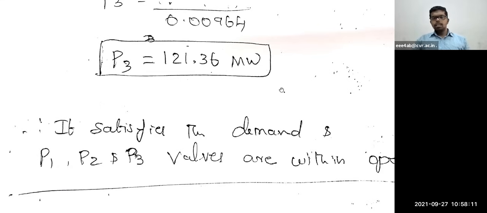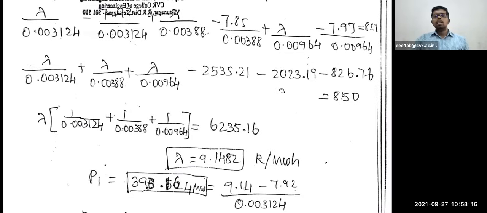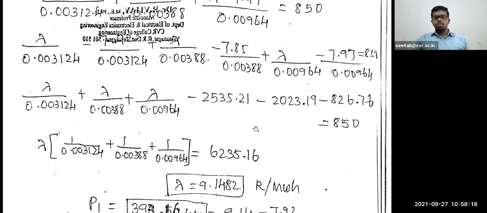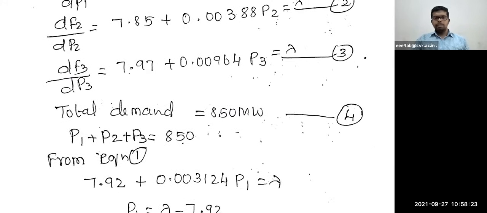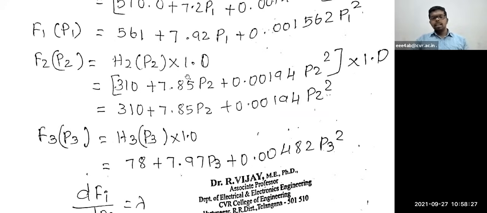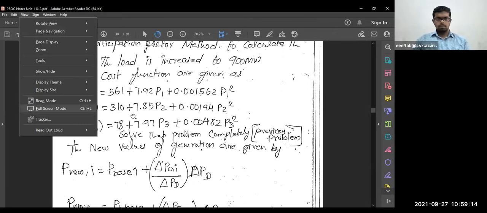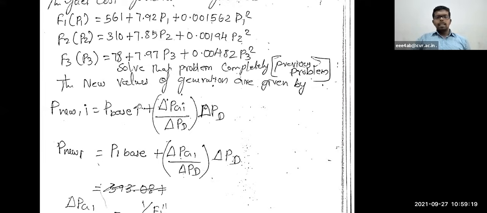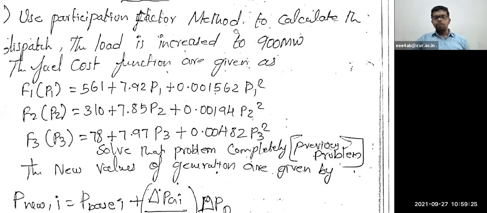So what is the demand being given? 850 megawatt. Same demand also for this problem, like the same problem we have seen for the participation factor method. So what is the total demand? 850 megawatt. So these are the three answers already we got. Here I missed to mention the demand, so you note down the total demand is 850 megawatt.